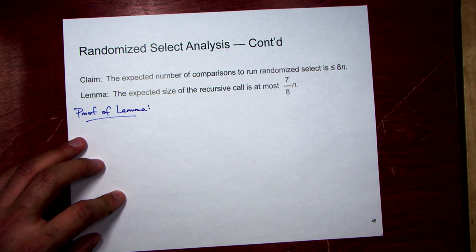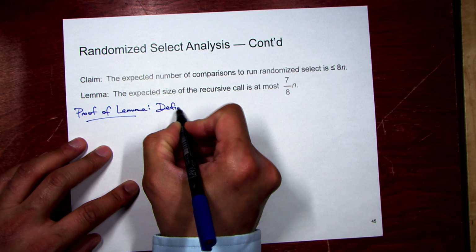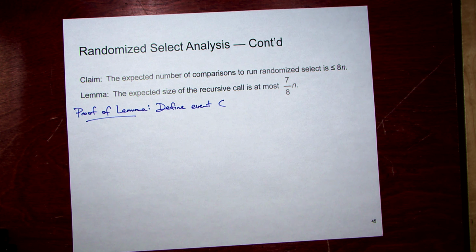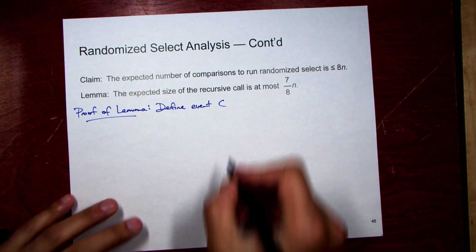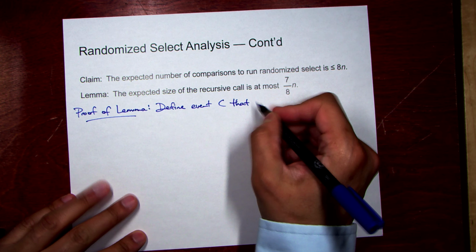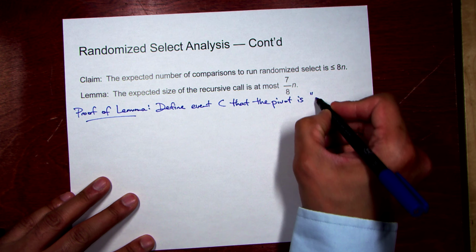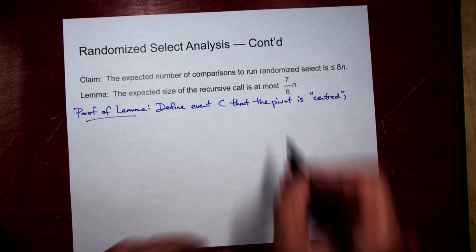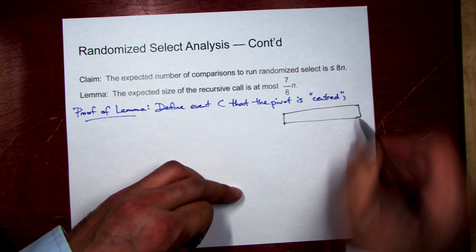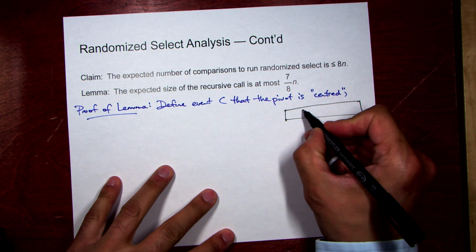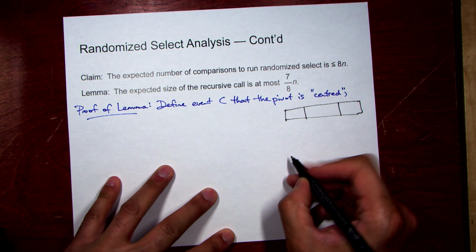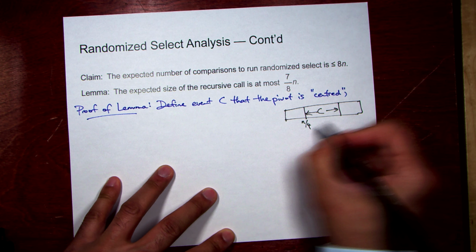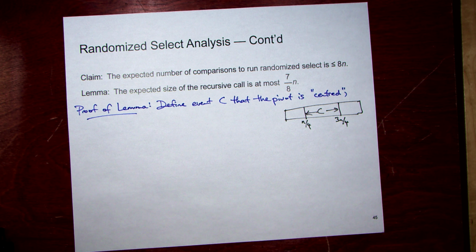Okay, first thing, we're going to define an event C that says that we're going to get a good breakage, something that's roughly in the middle. The terminology we use for data structures is that the pivot is centered. So I'm going to draw what I mean by centered. If we have a list that looks like this, centered is going to mean that it's in the middle half. So centered is going to be from n over 4 to 3n over 4, anywhere in that stretch.